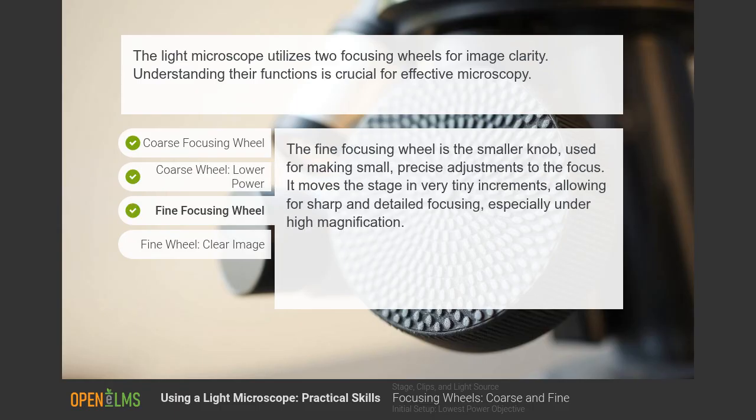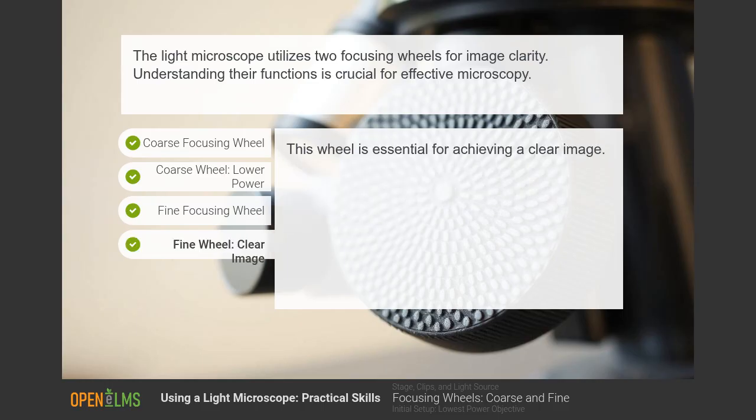The fine focusing wheel is the smaller knob, used for making small, precise adjustments to the focus. It moves the stage in very tiny increments, allowing for sharp and detailed focusing, especially under high magnification. This wheel is essential for achieving a clear image.